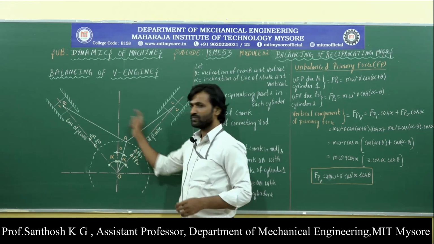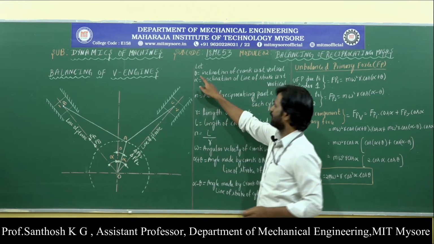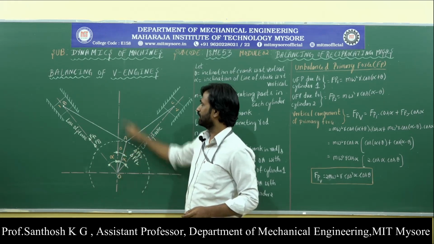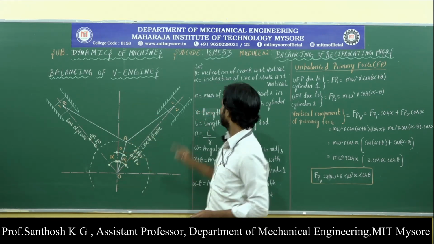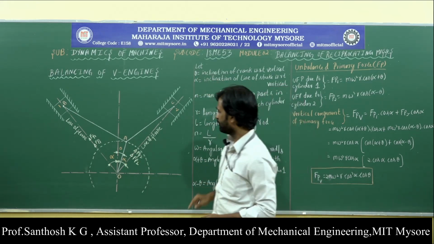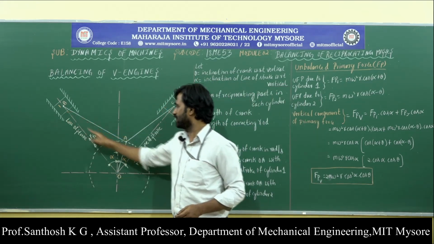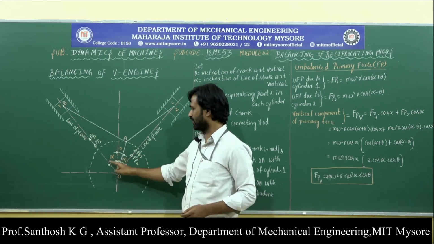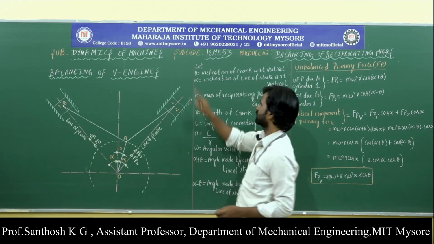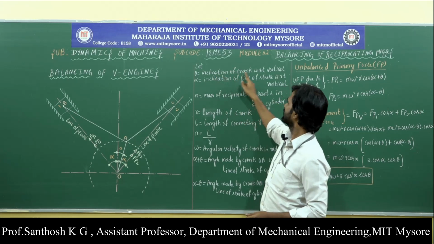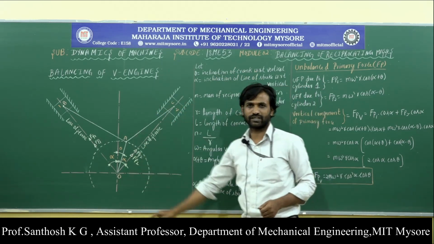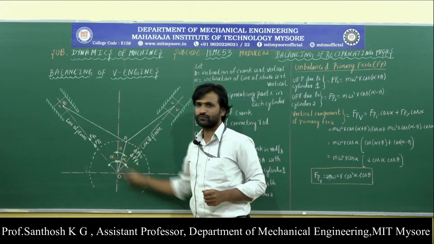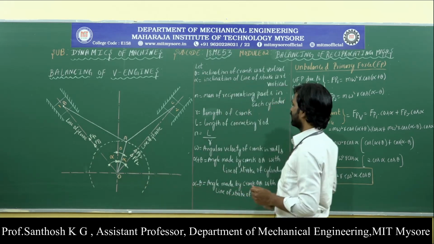In this V engine, we have denoted the inclination of the crank OA with respect to the vertical by the term theta. Similarly, we have denoted the inclination of the line of stroke of the cylinder with respect to the vertical by the term alpha. So, theta represents the inclination of the crank with respect to the vertical axis, and alpha represents the inclination of the line of stroke with respect to the vertical axis.